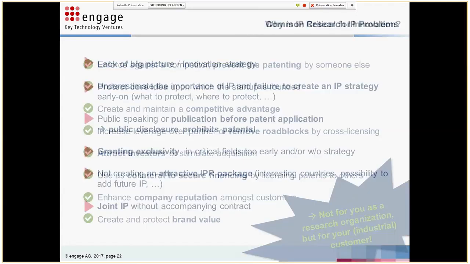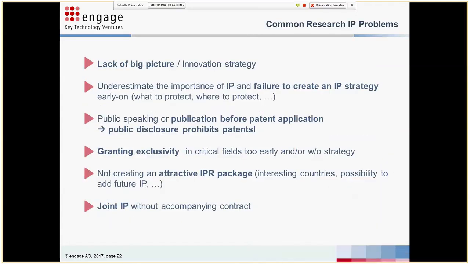There are quite some common problems with public IP. The first and the single most difficult problem is the lack of a big picture and an innovation strategy early on. People approach us quite often, they say, well, I have this technology and I want to create a patent. Then we say, fine, let's do it. But what for? What do you want to achieve? What are your customers? What are the target markets? What are the needs of the industry someone could solve with this? And then people shrug and say, well, we didn't think of this. We don't know where the main markets would be.